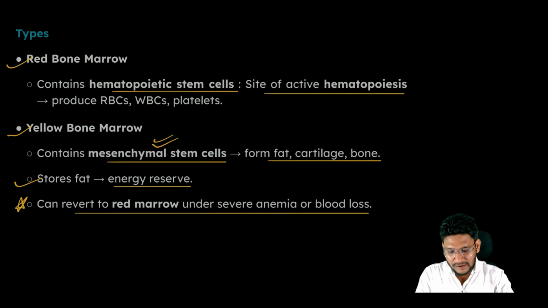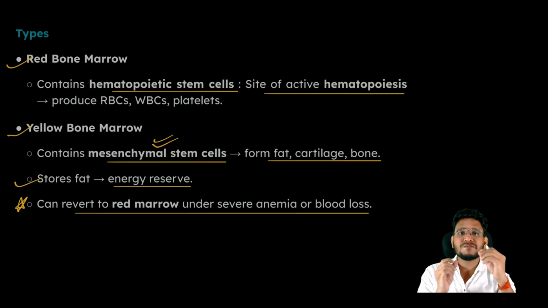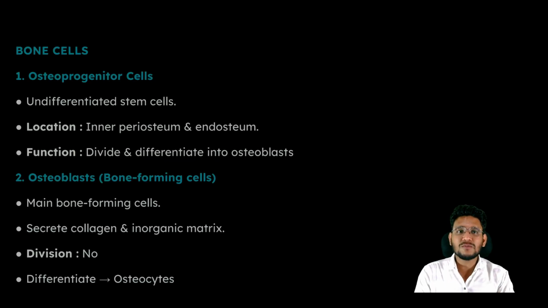Okay, so this is important. The yellow bone marrow can revert to red marrow. This is true. They can ask you a question in an assertion-reason or in a statement that yellow bone marrow can convert into red bone marrow under severe anemia or blood loss. This is the correct statement. They will convert into red bone marrow and start producing the blood cells. By this way our body can cope with blood loss and severe anemia. Let's move on to bone cells.